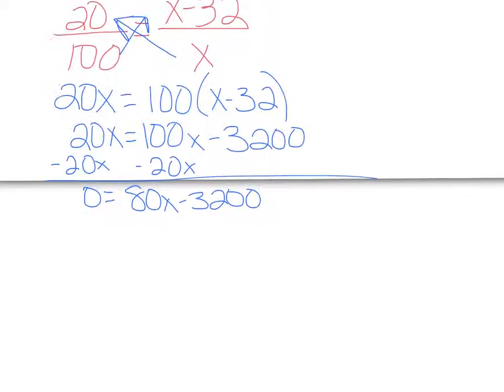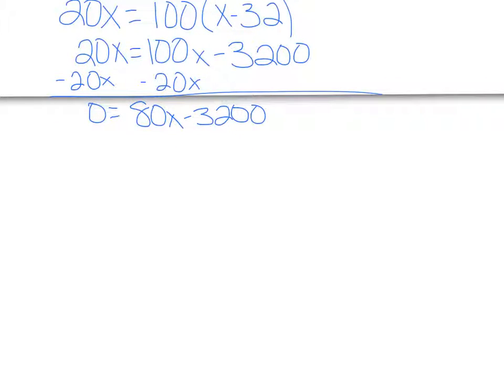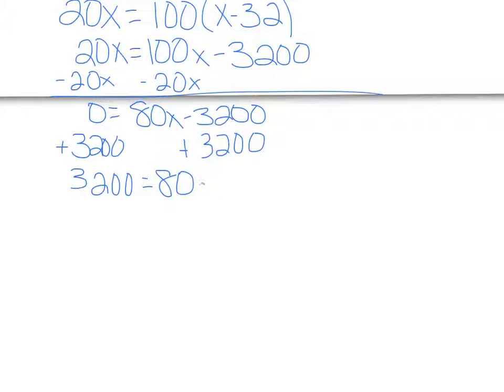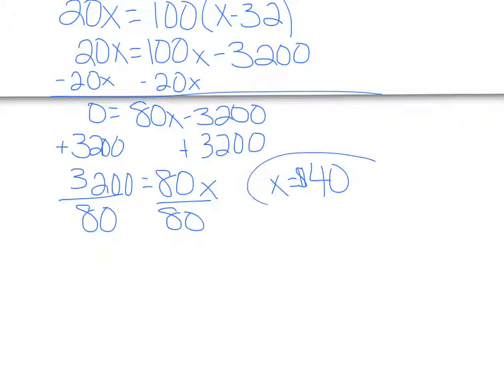What would you do to solve for x? Add. Very good. Yes. Add 3,200. So now I have 3,200 equals 80x. Divide both sides by 80. So x equals 40. My original price was $40.